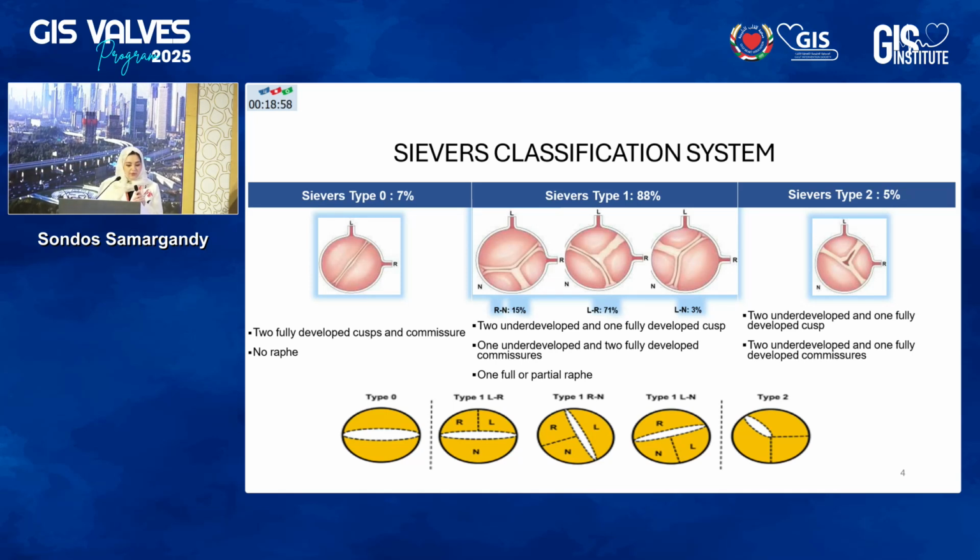I would like to hear from our panelists. Dr. Ahmed, any thoughts about the classification?